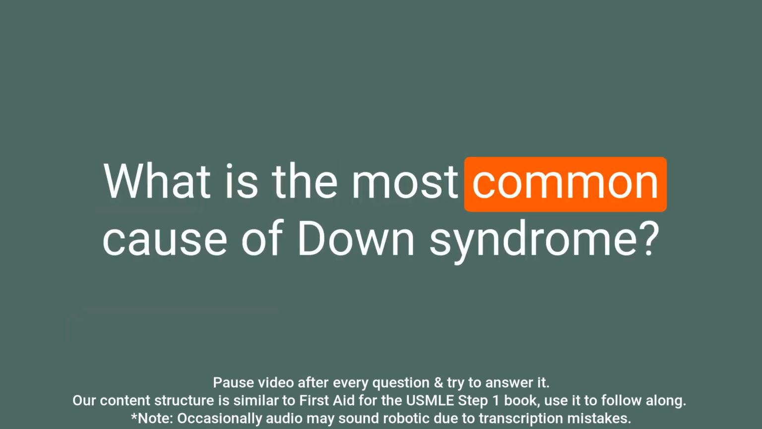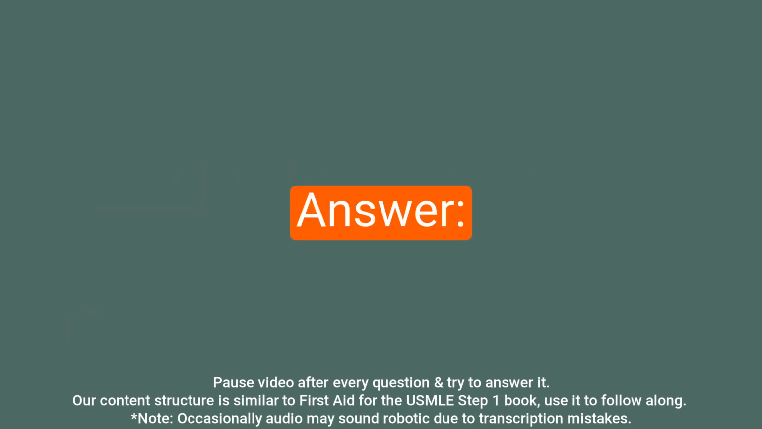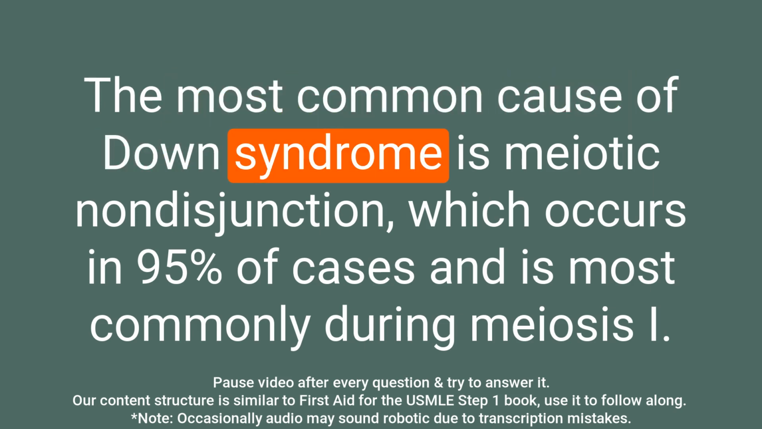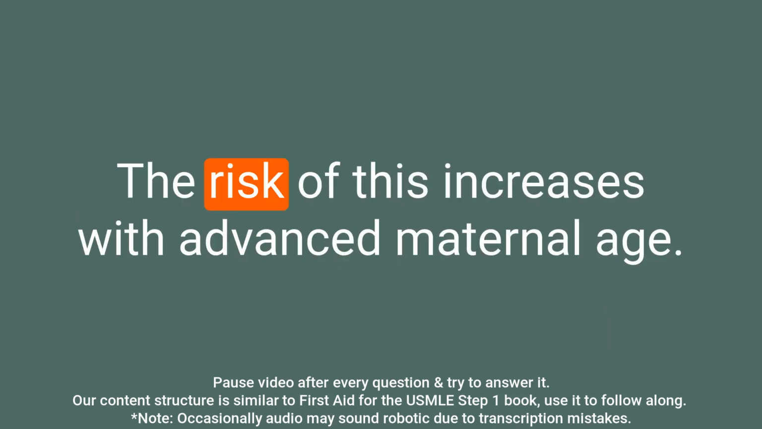Question: What is the most common cause of Down syndrome? Answer: The most common cause of Down syndrome is meiotic nondisjunction, which occurs in 95% of cases and is most commonly during meiosis. The risk of this increases with advanced maternal age.